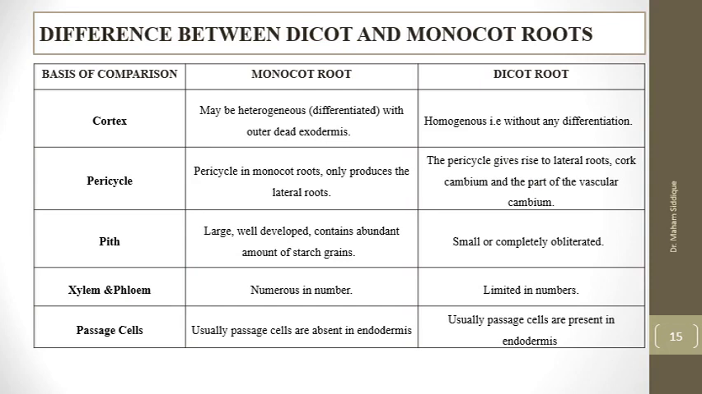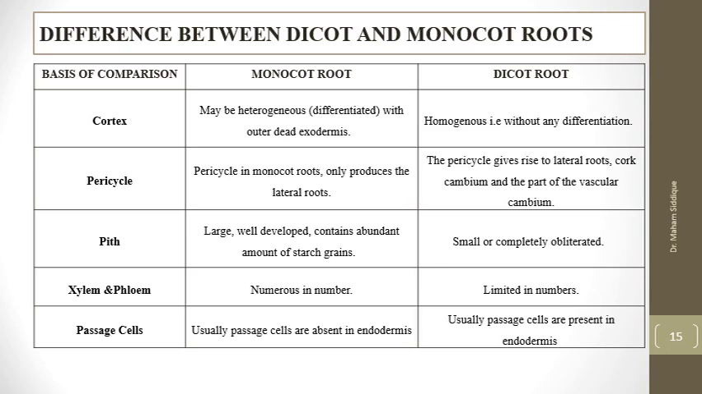Next is difference between monocot and dicot roots. The basis of comparison is their tissues. Monocot root and dicot root. First, cortex. Cortex may be heterogeneous with outer dead exodermis in monocot roots. Dicot root has cortex homogeneous, that is without any differentiation.